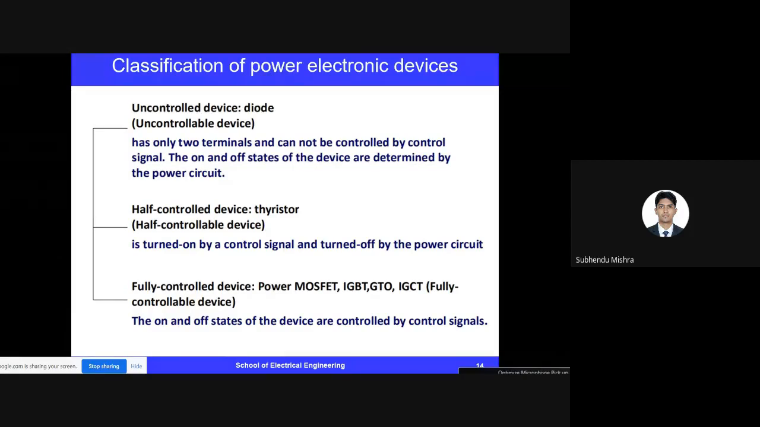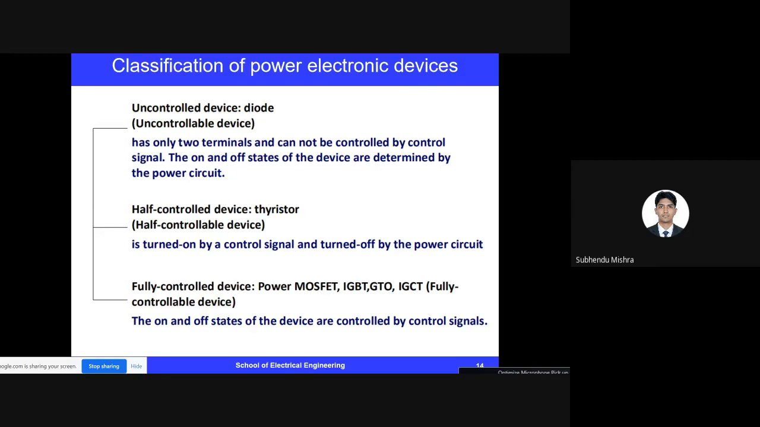Then we have what we call a half controlled device. In the half controlled device, it can be turned on by the control signal. That is a thyristor. An example is a thyristor. So the thyristor can be turned on provided that it is forward biased, but it cannot be turned off using the gate. It can be turned off only by the power circuit. So this is the half controlled device.